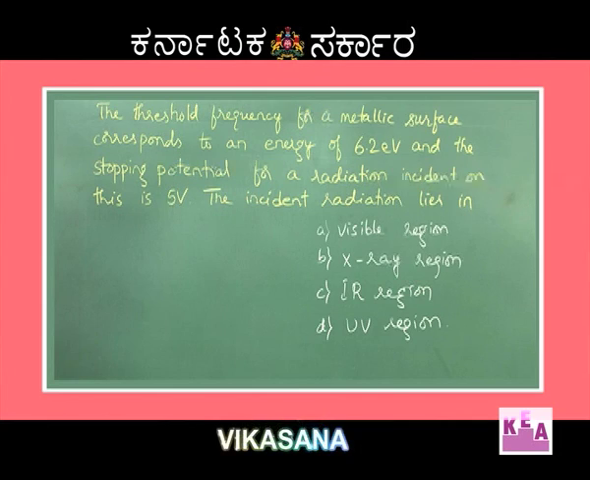Students, take one more problem. The threshold frequency for a metallic surface corresponds to an energy of 6.2 electron volt, and the stopping potential for a radiation incident on this is 5 volt. The incident radiation lies in which region? Options: A, visible region; B, X-ray region; C, IR region; and D, ultraviolet region.